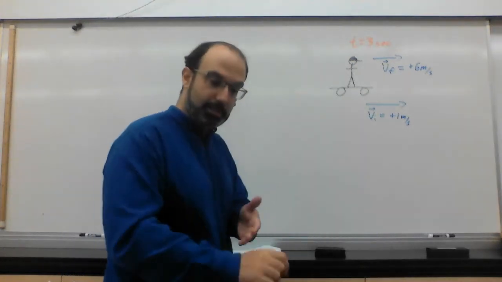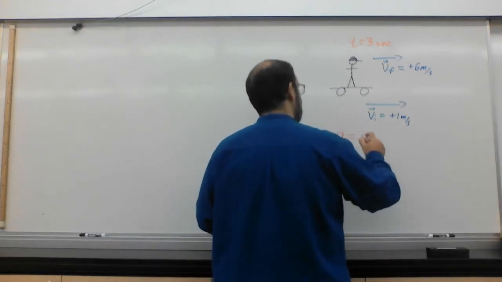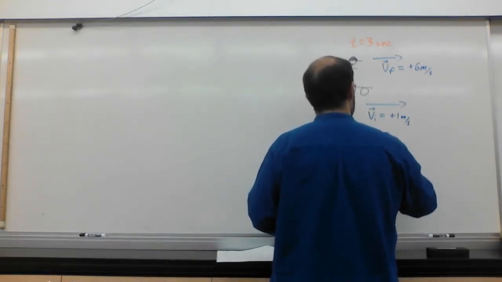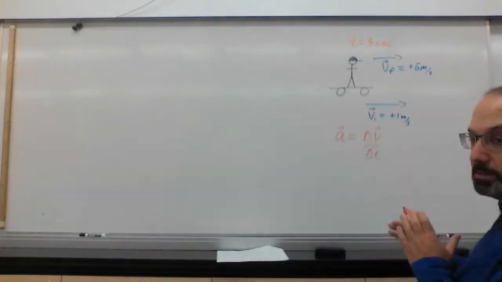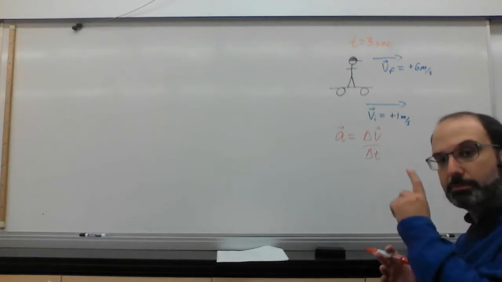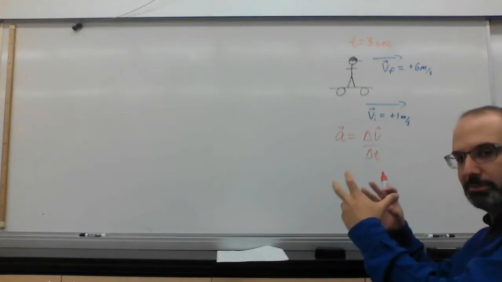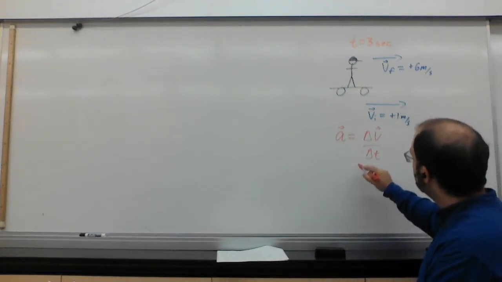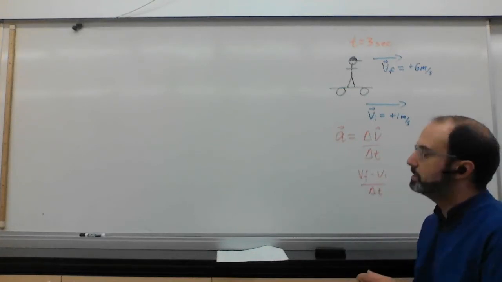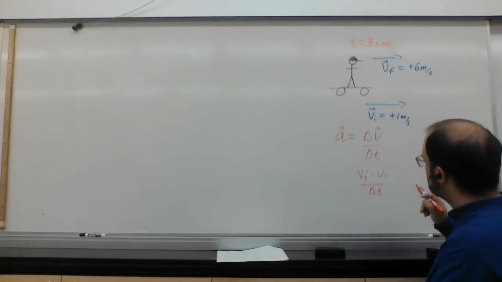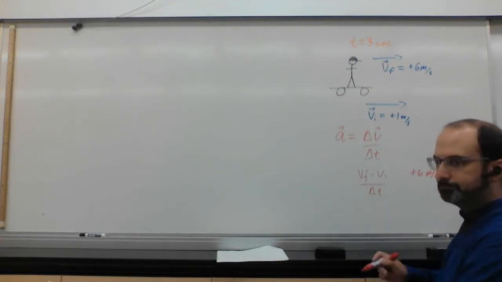So let's do some math, right? The math here should be pretty straightforward. We have our equation, a equals delta v over delta t. We then expand delta v because we have multiple velocities, vi and vf. So we need to expand delta v so we can actually fill it in. So we're going to get vf minus vi over delta t. Now I'm going to leave delta t small for a reason, which we're going to talk about in just a second. vf here is going to be plus 6 meters per second.